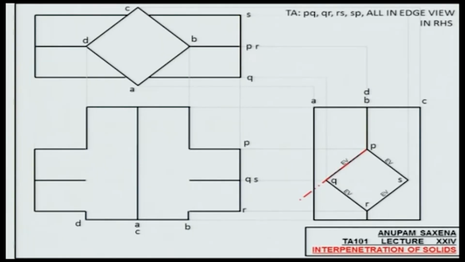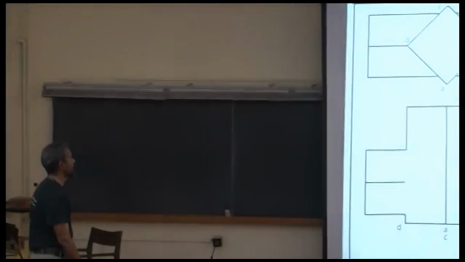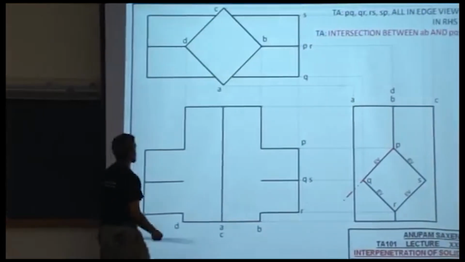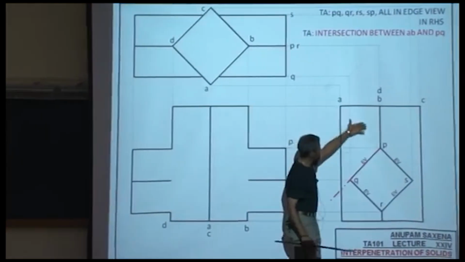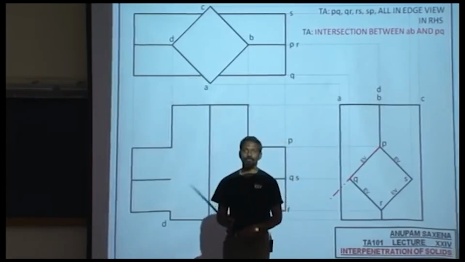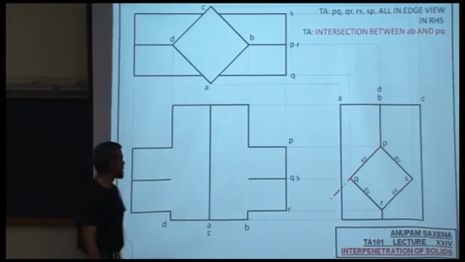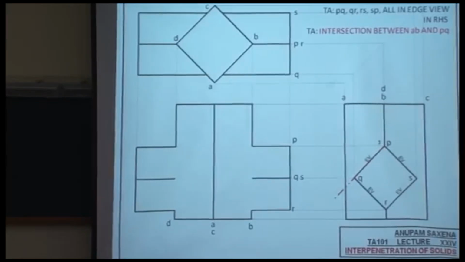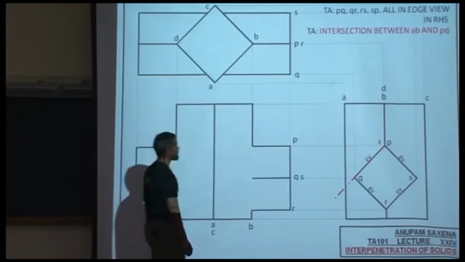All right, so extend this plane PQ. Where do you expect the first point of intersection? So if you are trying to figure out the intersection between two planes AB and PQ, so this is plane AB and this is plane PQ, where do you expect your first point of intersection to be? Here? Okay? It's quite obvious, right?